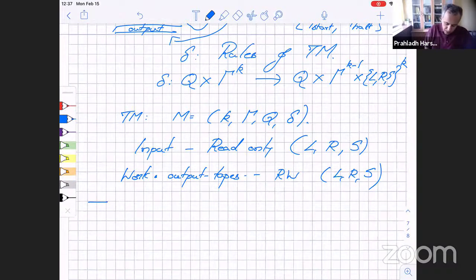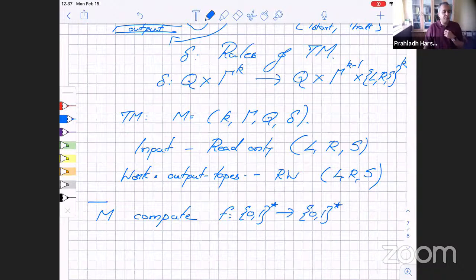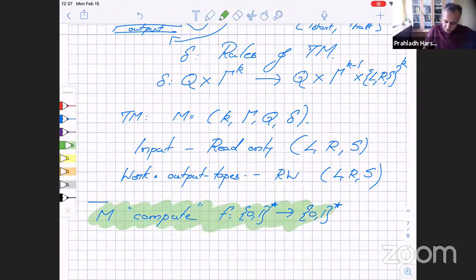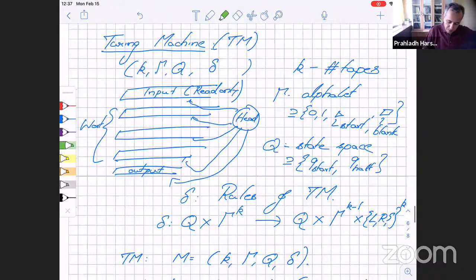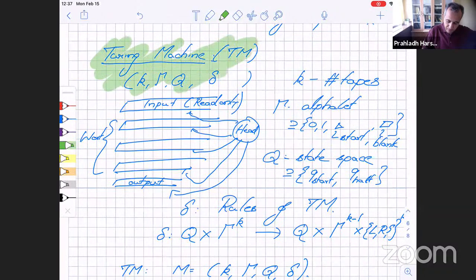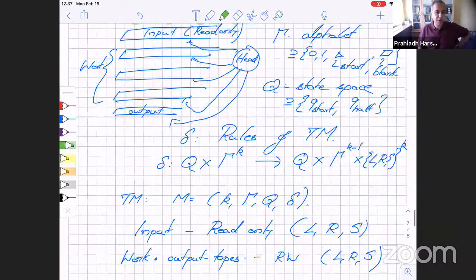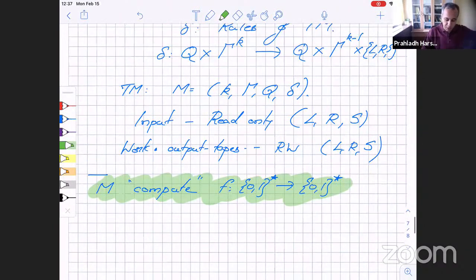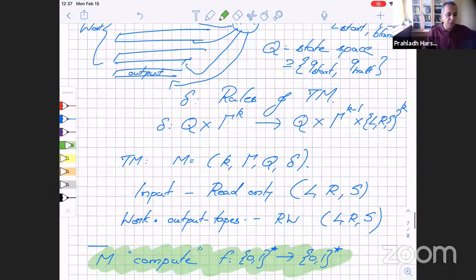So now we're going to ask, what does it mean when I have a machine M that computes a function f, say a Boolean function or even a non-Boolean function of this type? What does it mean to say that a machine computes? This is a technical term. What do we mean by this? I'm just being very pedantic here. Now that I have defined a Turing machine this way, what does it mean for the Turing machine to compute f?